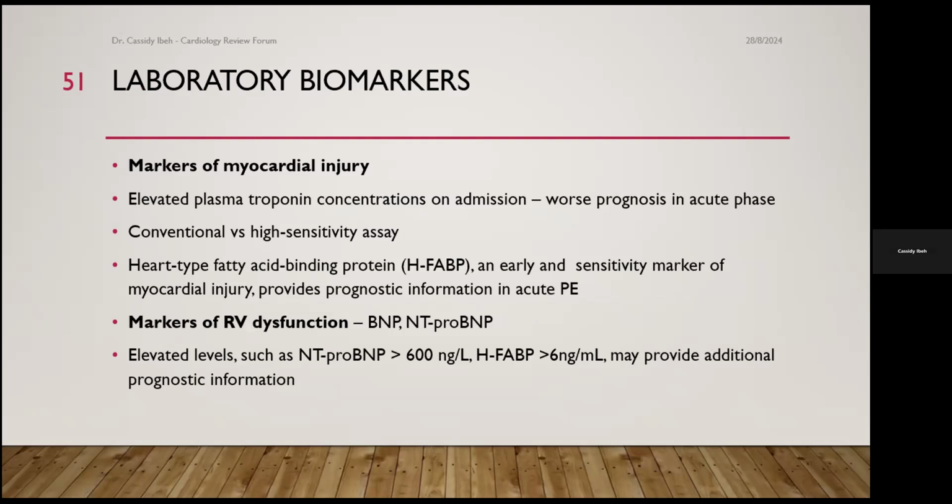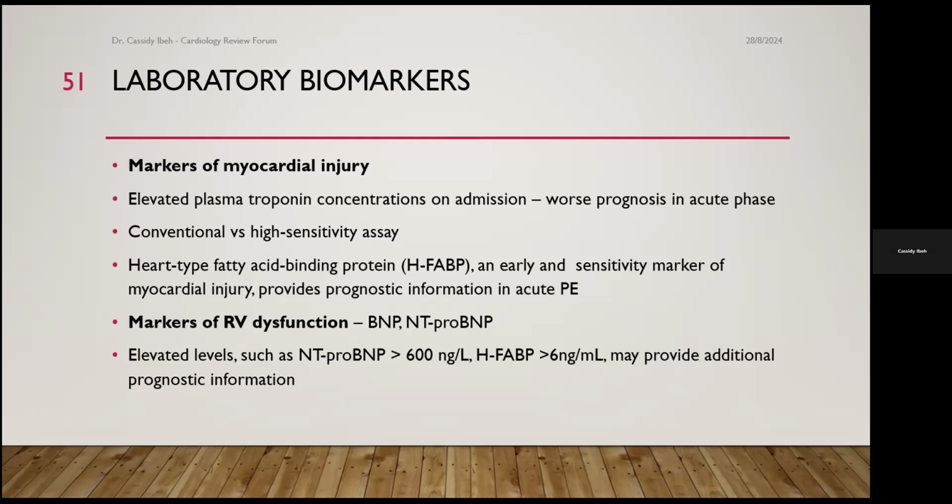Now, using the laboratory biomarkers. Markers of myocardial injury are very useful here, where an elevated plasma troponin concentration on admission may be indicative of worse prognosis in the acute phase. We can use the conventional or the high-sensitivity assay of troponins.